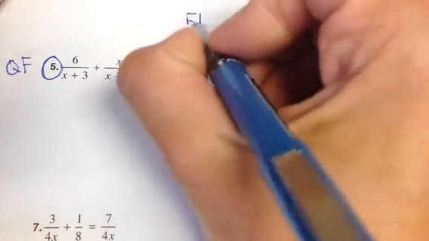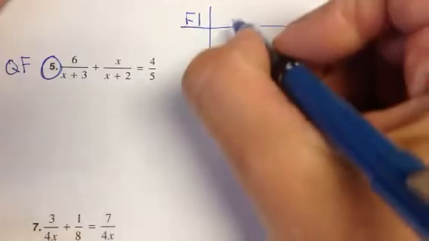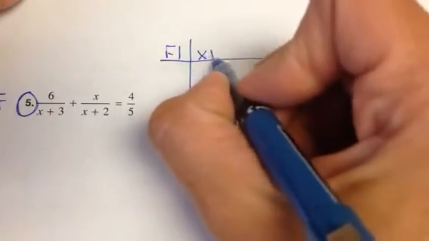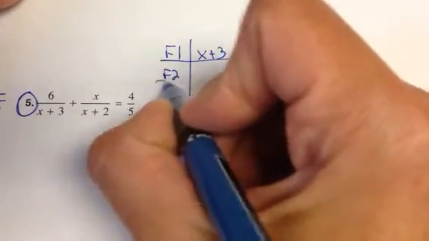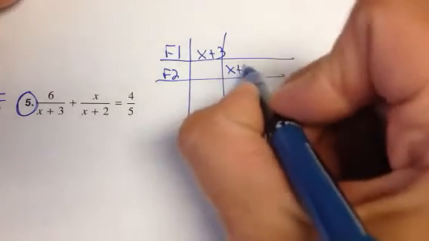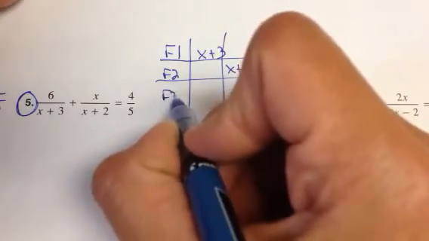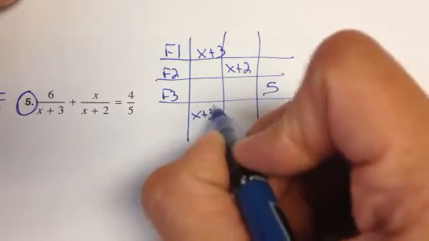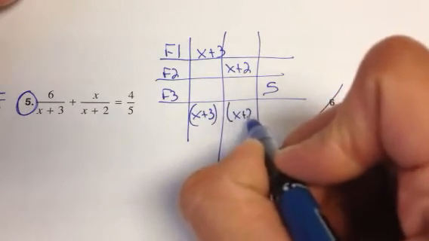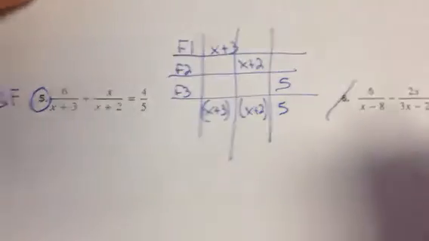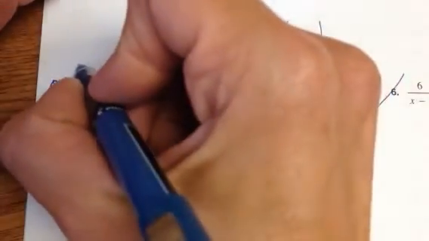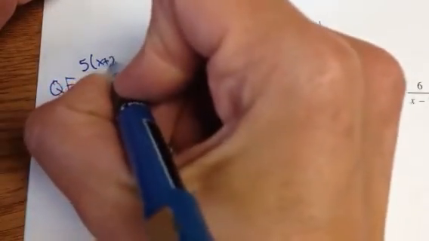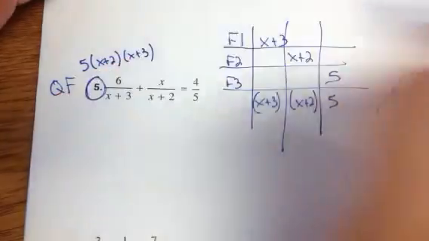Since I'm not writing this, you can just watch; you don't necessarily have to write this down. So x plus 3 is going to get a column, x plus 2 is going to get a column, and then the 5 is going to get a column. If you bring everything down, all of this is your least common denominator. Remember, you'll need to multiply each fraction by the entire least common denominator.